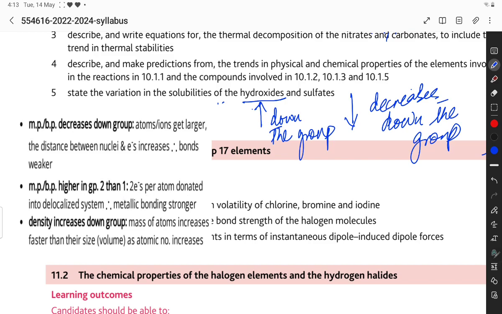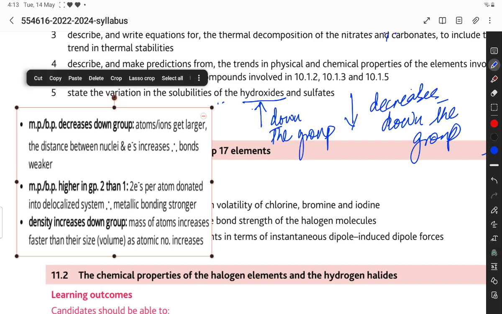Two electrons per atom are donated into the delocalized system. Metallic bonding is stronger in group 2. Density increases down the group. The mass of atoms increases faster than their size as atomic number increases. So these are the physical and chemical properties of group 2 elements.